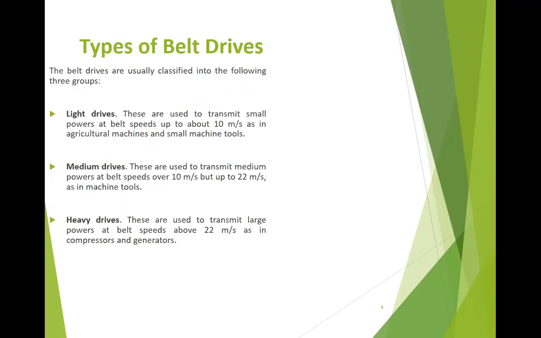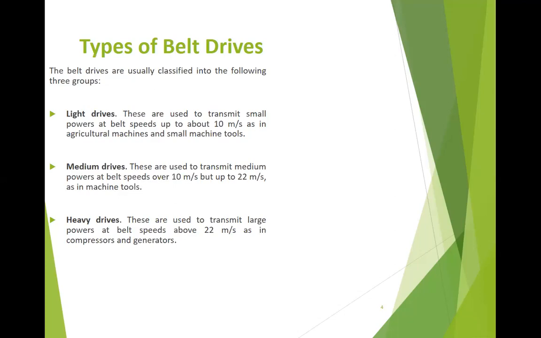Types of belt drives. So the belt drives are usually classified into the following groups. Mayroong light drives. These are used to transmit small powers at belt speed of up to about 10 meters per second, as in agricultural machine and small machine.